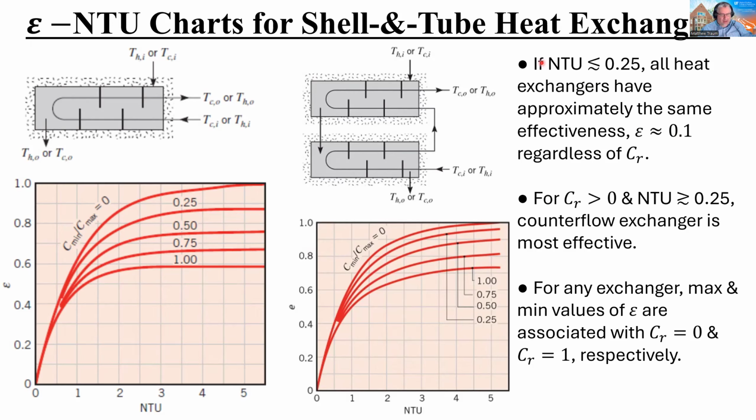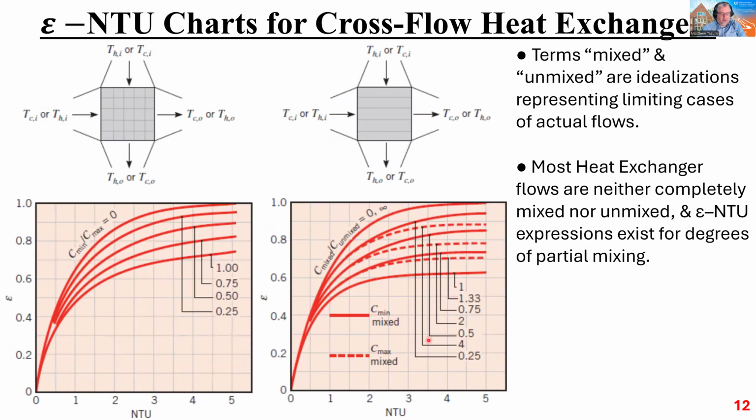You could just eyeball the effectiveness and the NTU value if you're down at the far left-hand side of all these curves. The same thing is true for cross-flow heat exchangers. You're down here at about a quarter NTU, and the effectiveness is about 0.1. The same is true here.